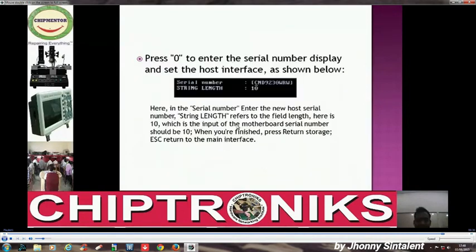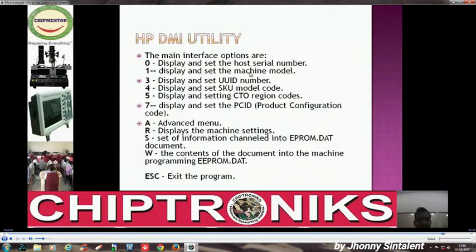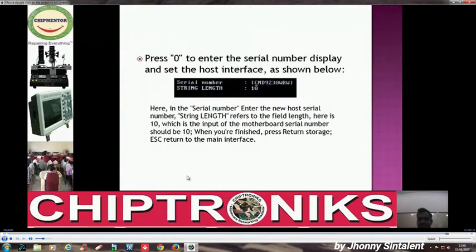Okay, so you see 3 is display and set UUID, 4 is for display and set SKU model code, 5 is for display and set CTO region code. This is for the region code, like whether this laptop is for China, India, South Korea, or the UK. There are separate region codes, and you can find them on Google and put the CTO region code over here. If a laptop is for India, you have to put the region code for India. All right, and this is for display and set PCID, product configuration code, and so on. Let's go to the next slide.